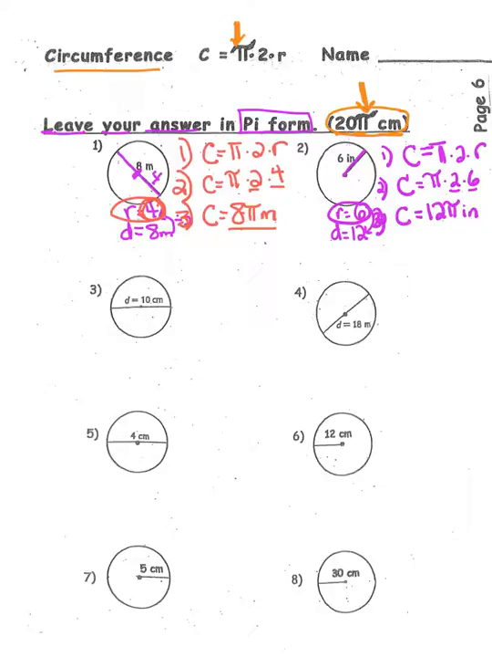Continue down the page, and under each circle, write little r, little d. And for each of these problems, you're going to complete the 3-step process to calculate the circumference in pi form. When you're done, you can check your answer with the answer key posted in the room. That completes page 6 of the circle packet. Make sure you complete the 3-step process for each and leave your answer in pi form.